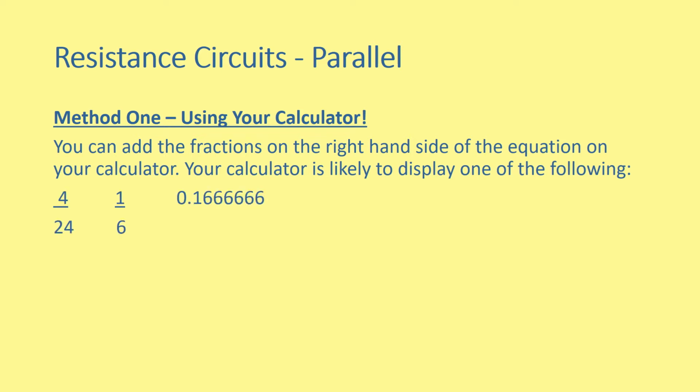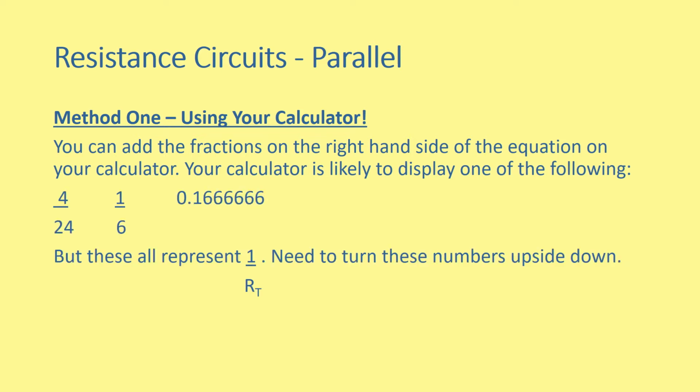Your calculator is likely to display one of the following. For example, 0.166666666, but all of these represent 1 over RT. We need to turn these numbers upside down. So 1 over RT is equal to 0.166, so RT is equal to 6 ohms. And that's because 1 over 0.1666 and so on is equal to 6.